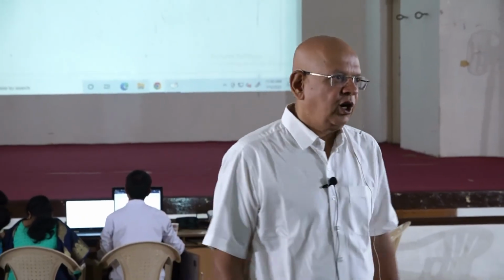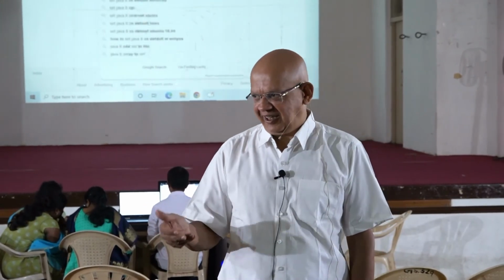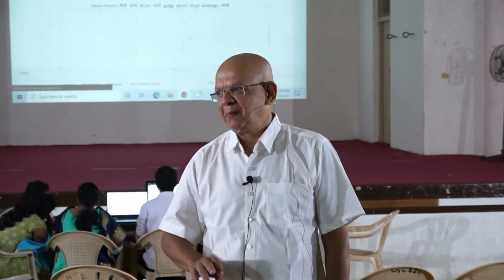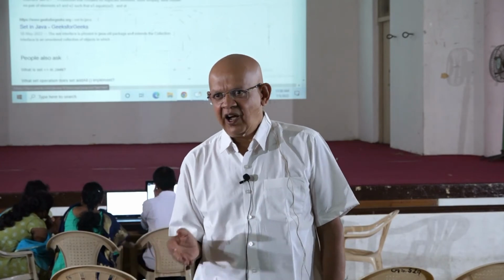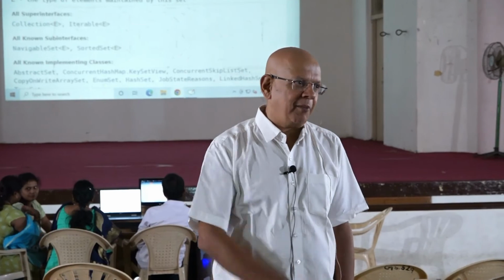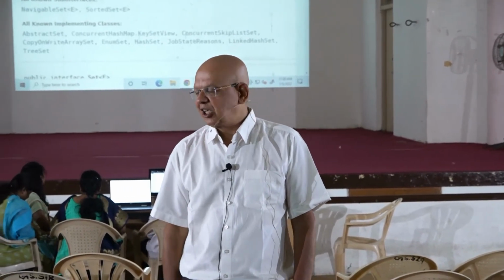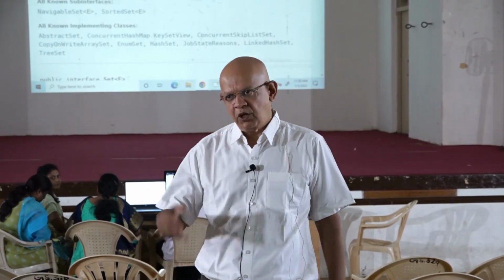Okay? So let's look at the documentation of a set. Set also, there are 2 implementations. One is called a tree set, which will give you sorted data. Second is called hash set. Just like you have hash map, you have hash set. And just like you have tree map, you have tree set. So if you want data to come out in a sorted order, use tree set. If you don't want data to be in any sorted order, you want it to be fast, use hash set.